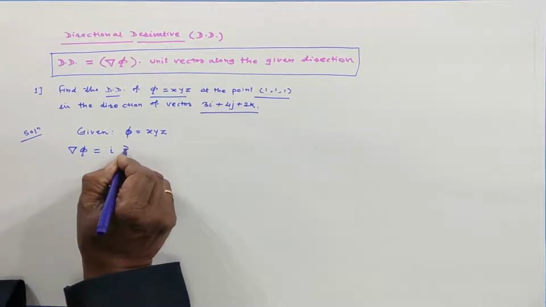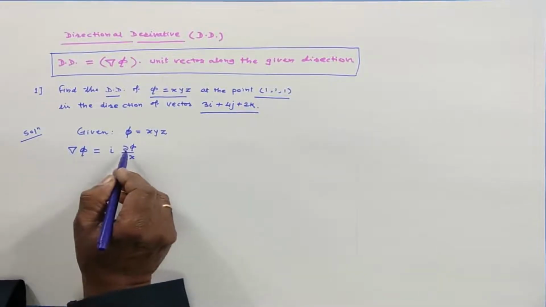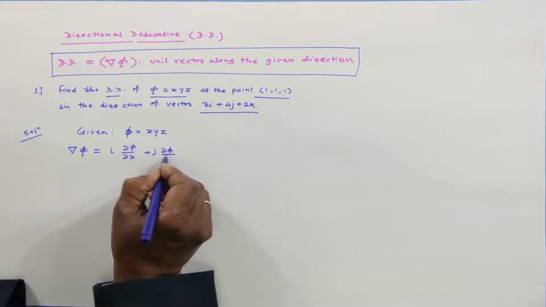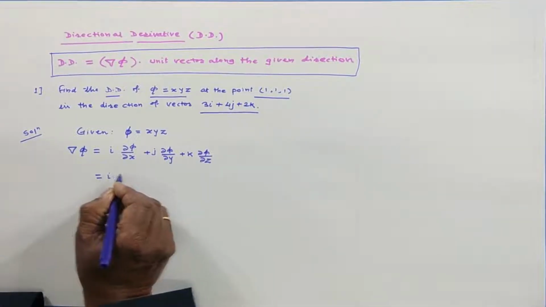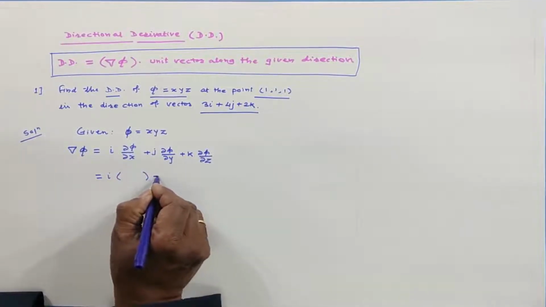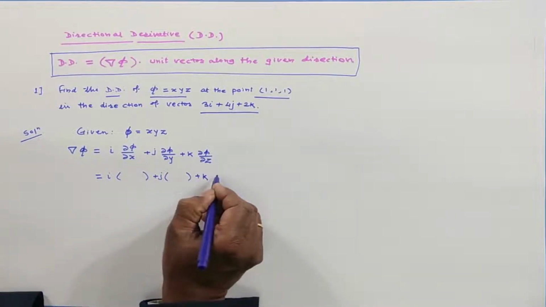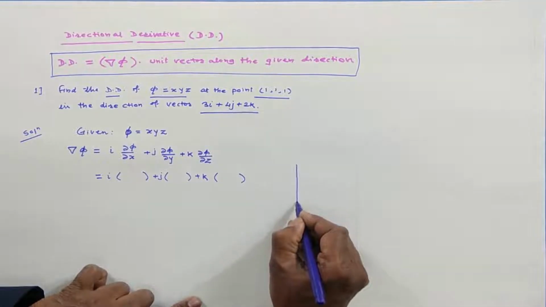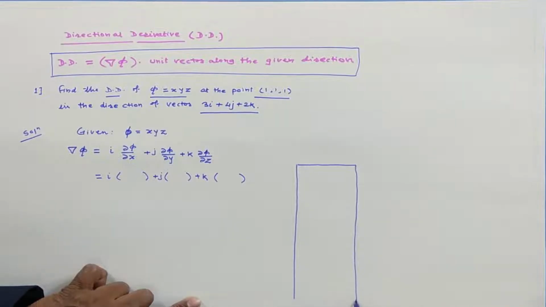The formula for gradient of phi I am writing: i del phi by del x, plus j del phi by del y, plus k del phi by del z. This is gradient of phi. What does this require? The partial derivative of phi with respect to x, the partial derivative with respect to y, and the partial derivative with respect to z. Those values you can write directly, or you can find them separately. So I am going to find all those partial derivatives separately.